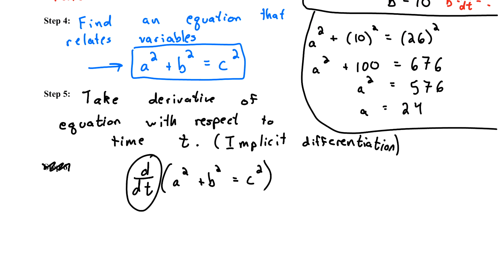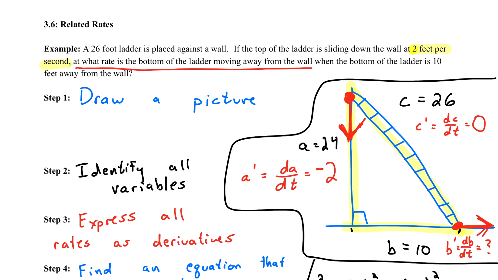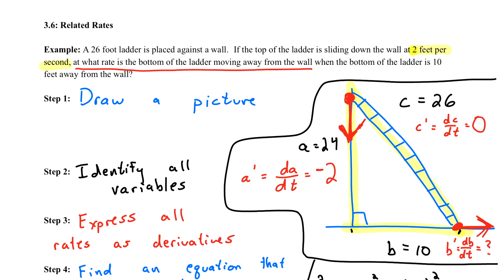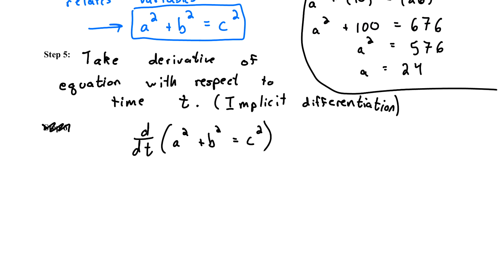This says I want to take the derivative with respect to t, because everything in my problem is changing with respect to time. I can go back and look. Here we said, if I look at the rate that I have highlighted here, we said feet per second, per unit of time. It's changing with respect to how many seconds have passed. So I want to take the derivative of this equation with respect to time.